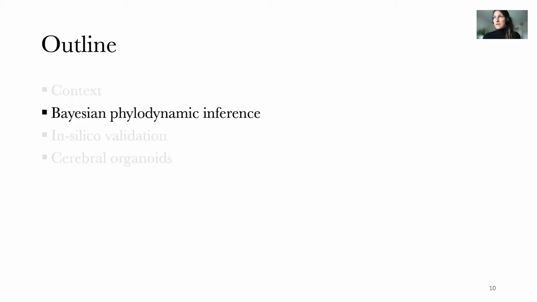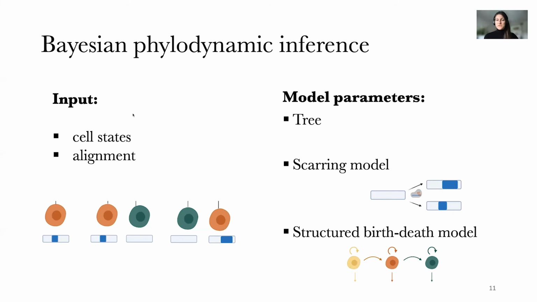Let's have a look at this method in a bit more detail. So to perform Bayesian phylogenetic inference, one needs the following input: a set of cell states and an alignment of the barcodes for all these cells. And then we need the following model parameters: a tree, a scarring model that captures how an unedited barcode can transition into different scarred states, and a population dynamic model. In our case, we use the structured birth death model, which is parameterized by cell division rates for a particular cell type, death rates, and cell type change rates.